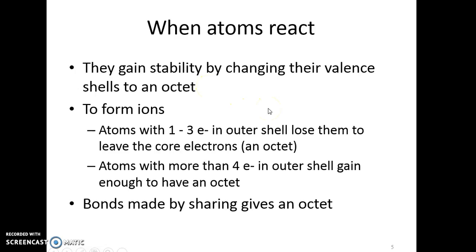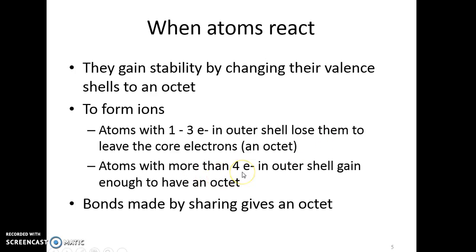When we're making ions, we're either losing or gaining electrons. And what we find is that the atoms that have 1 to 3 electrons in the outer shell lose those electrons, and then all you have are core electrons, the ones underneath the valence shell. And those are an octet, so it gets some stability from that.